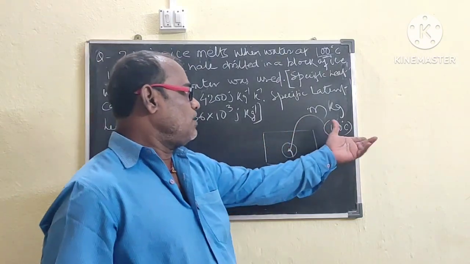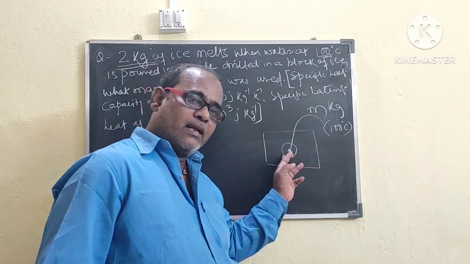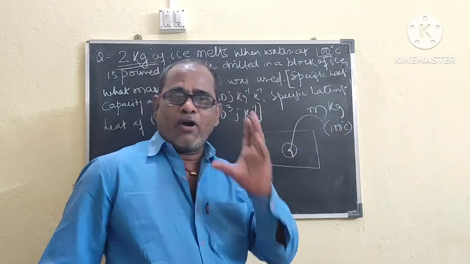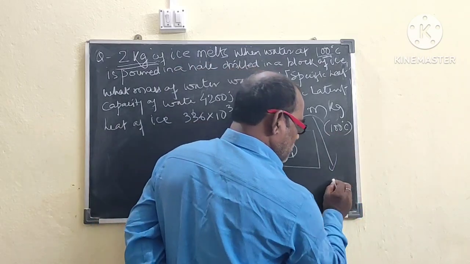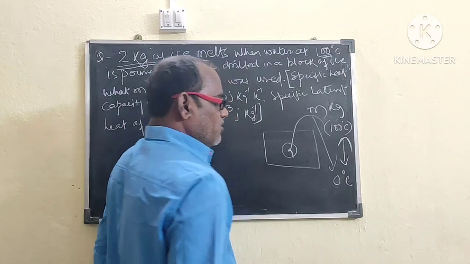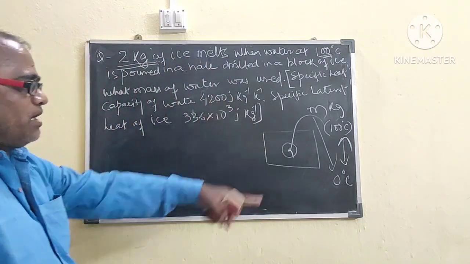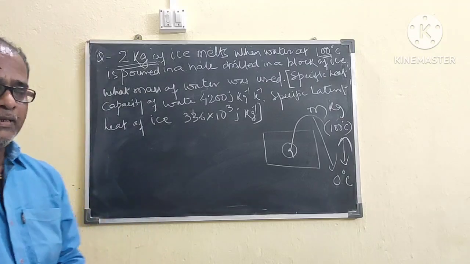When you are pouring water of 100 degrees Celsius onto a cube of ice, that means the temperature of the water decreases to 0 degrees Celsius. My dear, you have to know this first in this question after reading it out. Now we'll try to solve the answer.